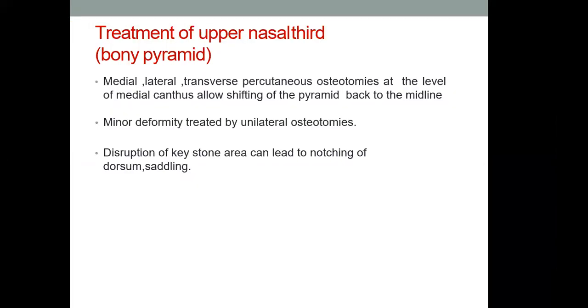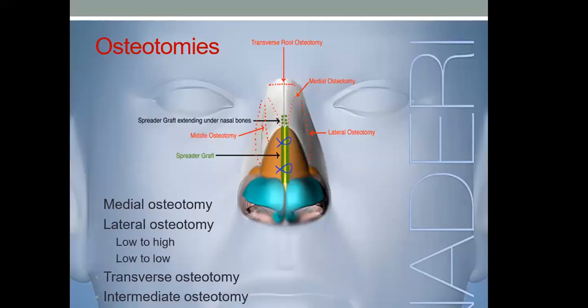As I mentioned before, the nose is composed of thirds. I'll start with the treatment of the upper third, which is the bony pyramid. Medial and lateral transverse osteotomies at the level of the medial canthus allow shifting of the pyramid back to the midline. Minor deformity is treated by unilateral osteotomies. Disruption of the keystone area can lead to notching of the dorsum, which is called saddling of the nose. This diagram shows the different types of osteotomies. This is a lateral, this is a medial osteotomy, this is intermediate, and this is transverse osteotomy.